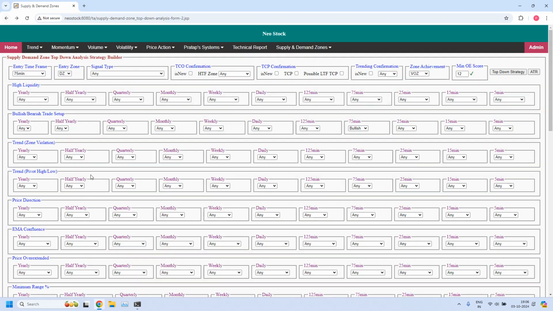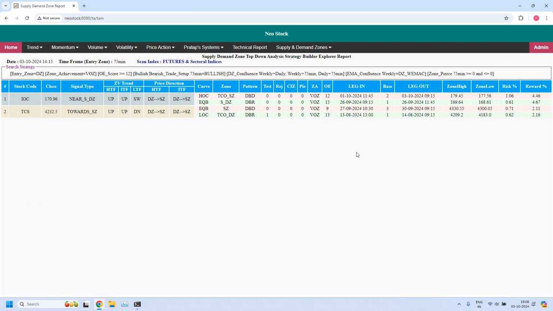Let's verify. In the EMA confluence, weekly time frame, weekly demand zone with weekly EMA confluence. I am enabling the filter. So 2 stocks are filtered. That means these 2 stocks are currently supporting a bullish trade setup for weekly income trade, with LTF, ITF, HTF confluence and also EMA confluence, and the HTF trend is an uptrend. And moreover, these entry zones are also high liquidity zones. Okay, this is about the bullish trade setup for weekly income trade.